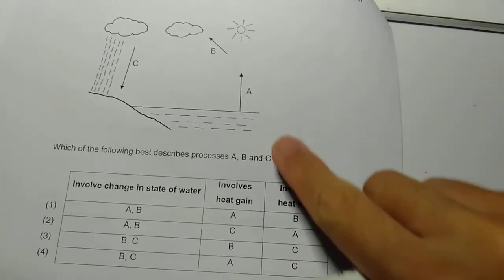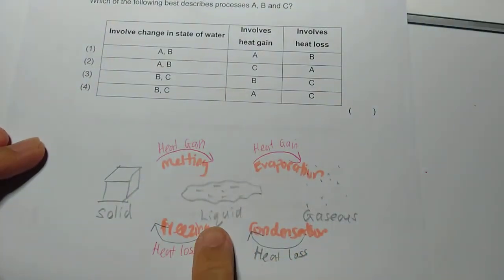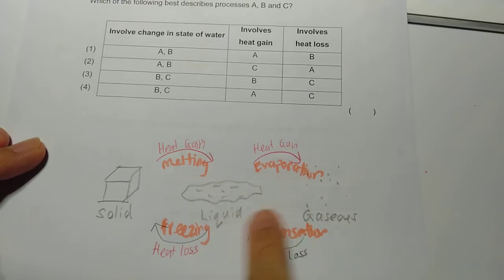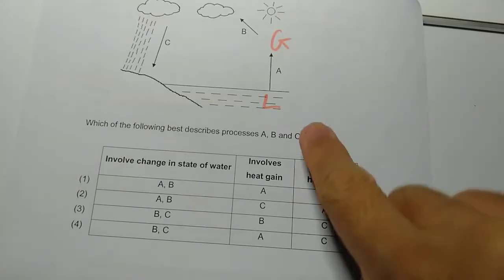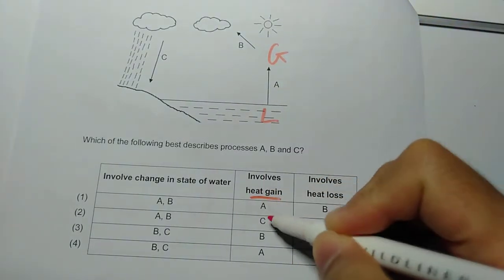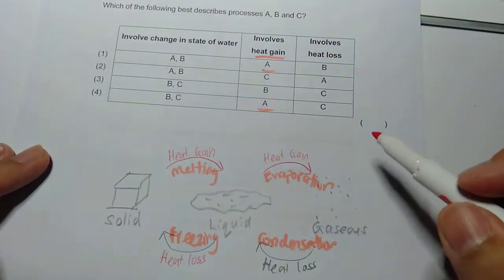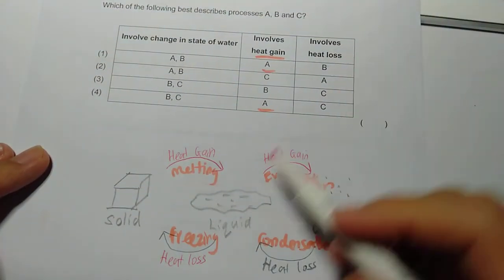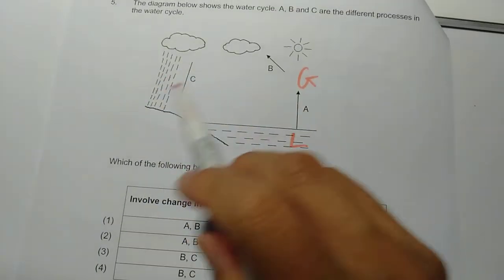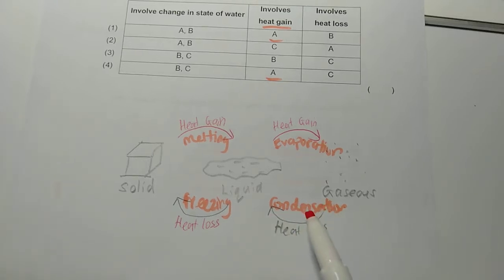Now we talk about this. So A is clearly a liquid, which of course must change to a gas. Remember, liquid to gas is heat gain. So heat gain must have A as part of it. So heat gain, A must be present. Let's look at heat loss. There's no freezing here, you don't see ice, right? So heat loss must be the process of condensation.